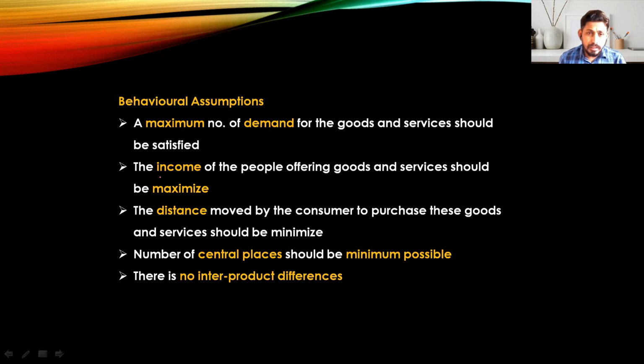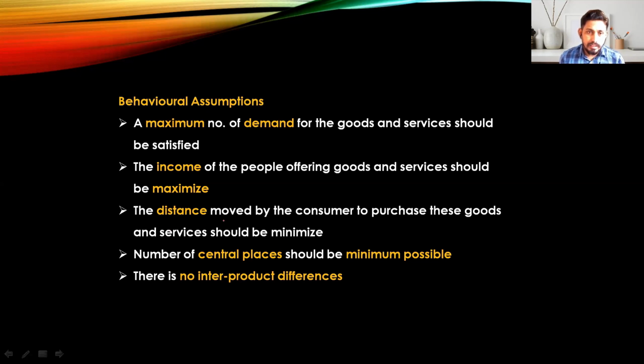The second one is that the income of the people offering goods and services should be maximized. If income is continuously maximized, then they have the rational choice or rational thinking to select between the centers. So they behave rationally if they have such kind of freedom, meaning income is maximized and the maximum number of demands for goods and services should be satisfied.